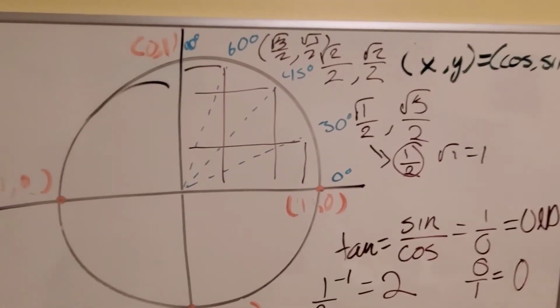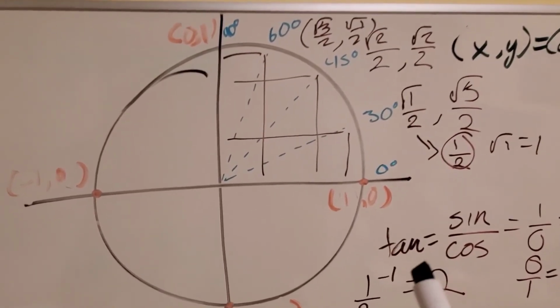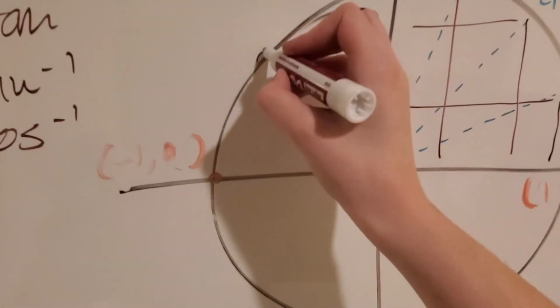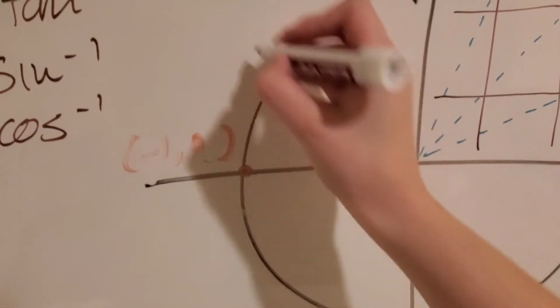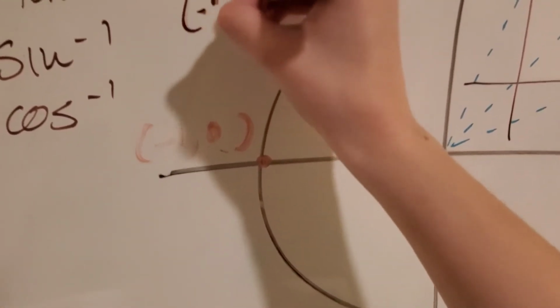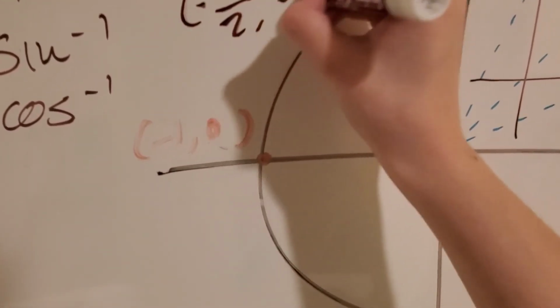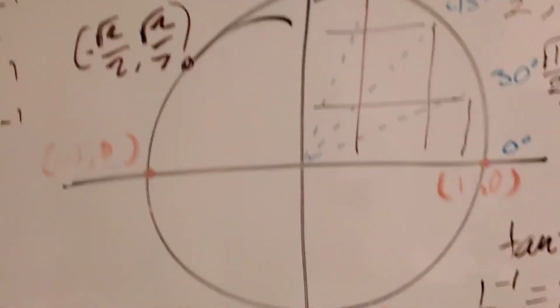And then if I'm translating this to any other part of the unit circle, so on this side, if I want to go here, I would just know that this part's negative, so it would be negative root 2 over 2, root 2 over 2. I hope that kind of makes sense.